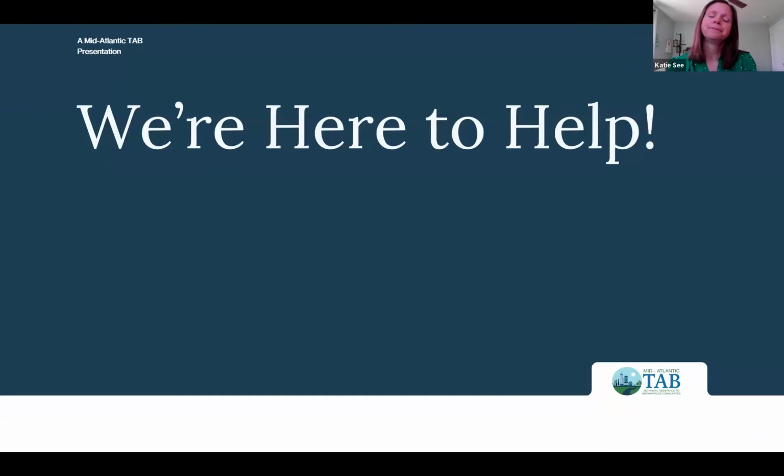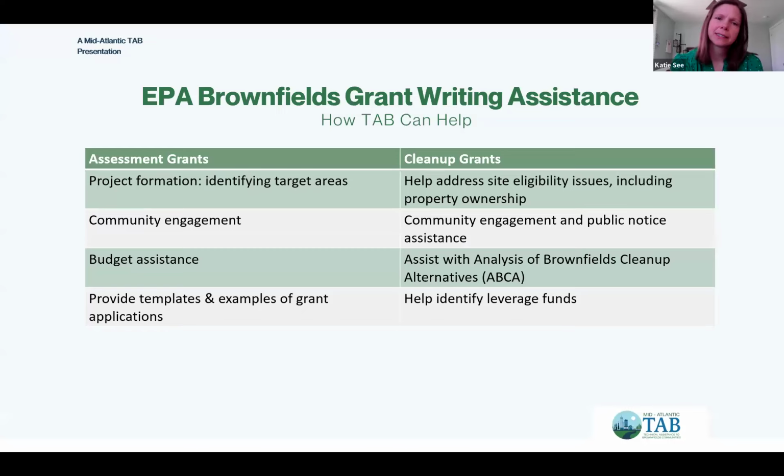And we're here to help. So some of the ways that TAB can help for assessment grants: we can help you when it comes to identifying the target area, help you with community engagement, and budget assistance, actually coming up with a pretty realistic budget. And then we also have some templates and examples of grant applications that we can provide you with.